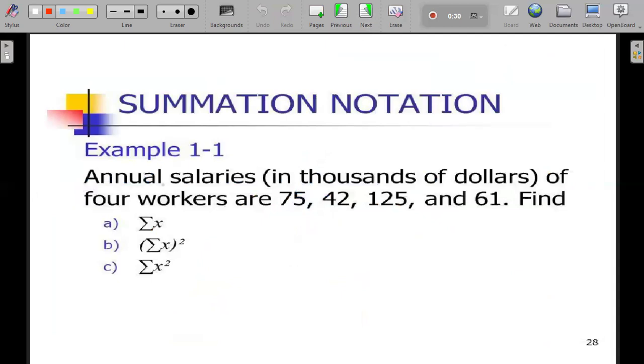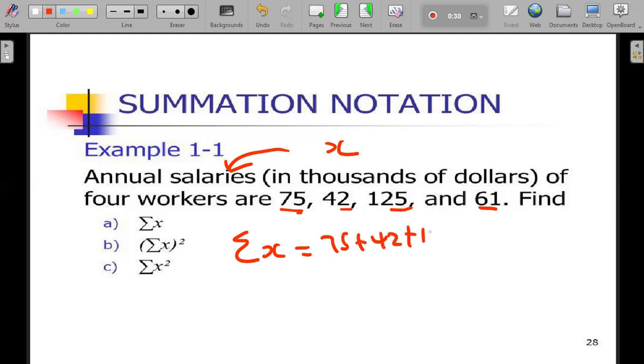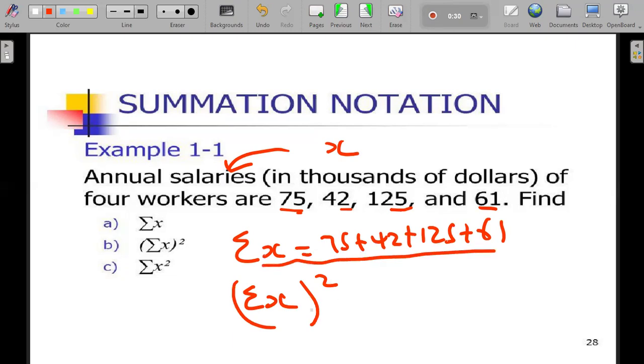So for example, example 1, they're saying the annual salaries in thousands of dollars of four workers are 75, 42, 125, and 61. Find the summation of X. So we'll say let X be the annual salaries in thousands. So the summation of X will just be equal to 75 plus 42 plus 125 plus 61. And then what about the square of the summation of X? It means whatever we get for the summation of X, we square it. So first you do this and then you square the answer.